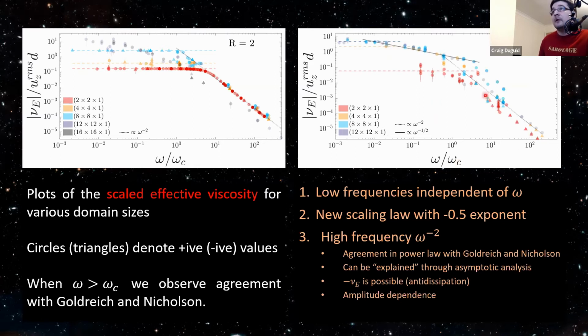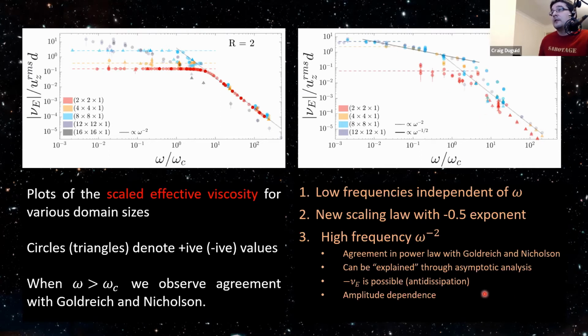We also found agreement in the high frequency regime with Goldreich and Nicholson of obtaining this -2 power law. And like I say, in the constrained domains, when we had small domains, we were able to constrain the convective flow, and we were able to use some asymptotic analysis that would be able to predict this -2.